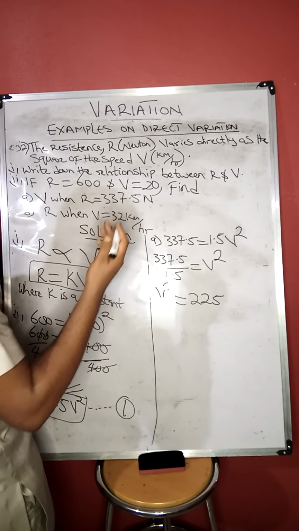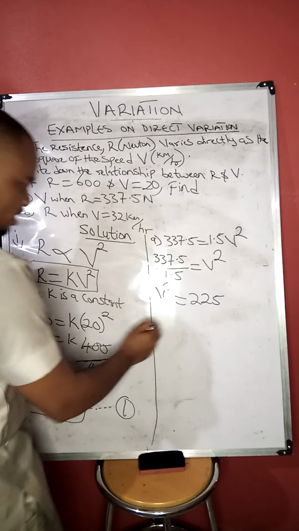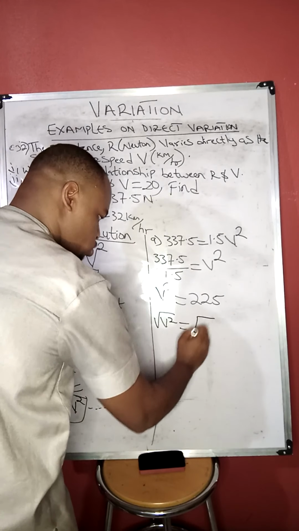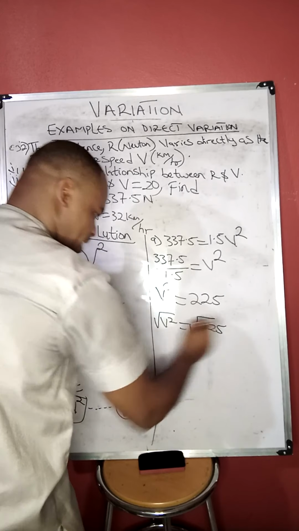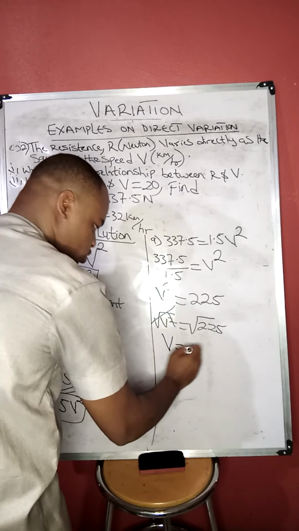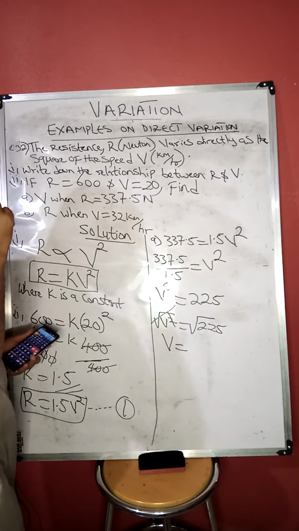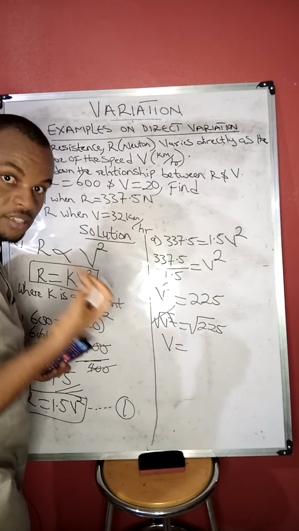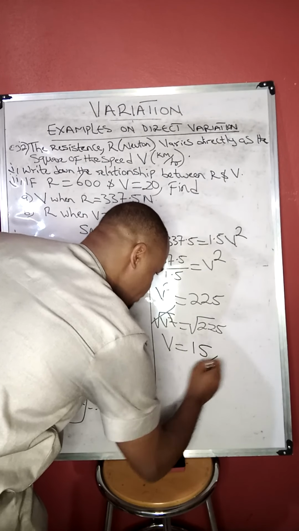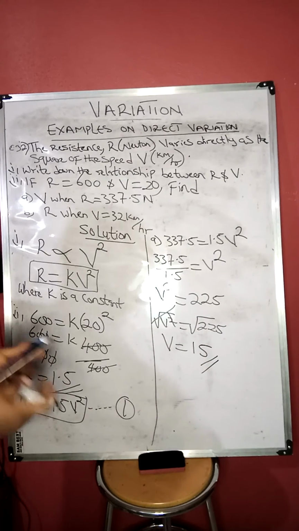Remember when we did squares and square root? I'll be taking the square root of this. So square root of V squared, anything I do to my left, I must do to my right. 225, so that this square will cancel what? The square root. So I'll be having my V to be square root of 225, which is what? 15. Alright, now we've gotten our V as 15.